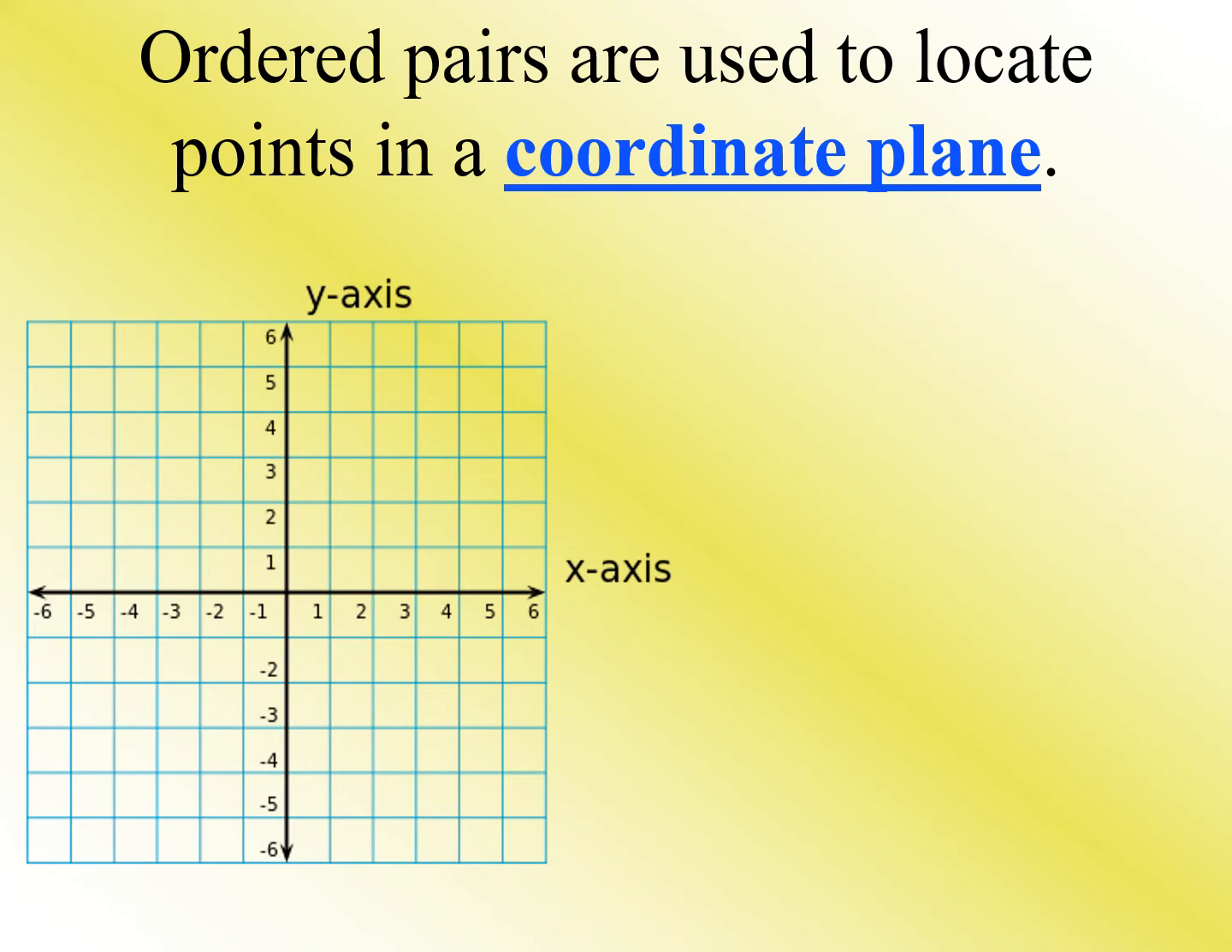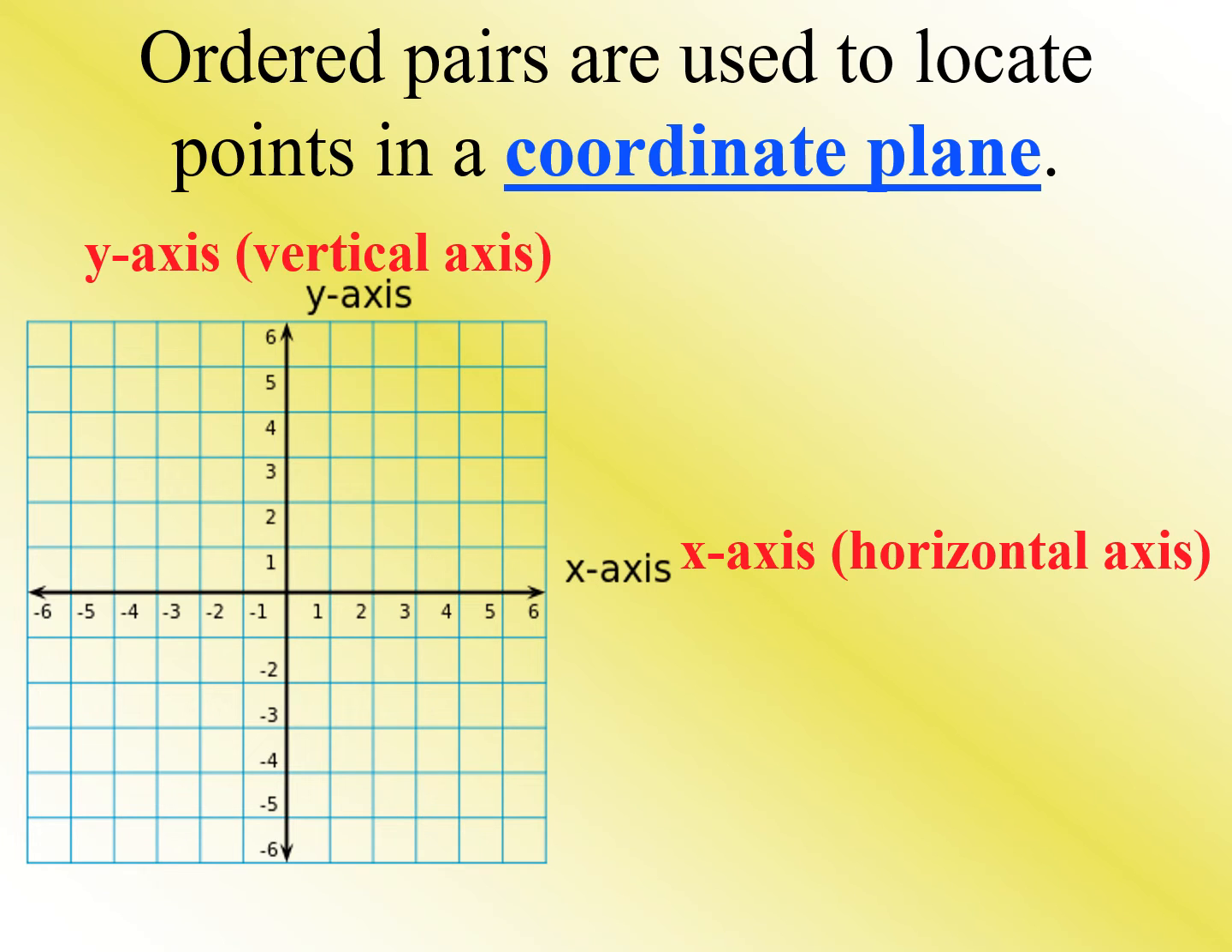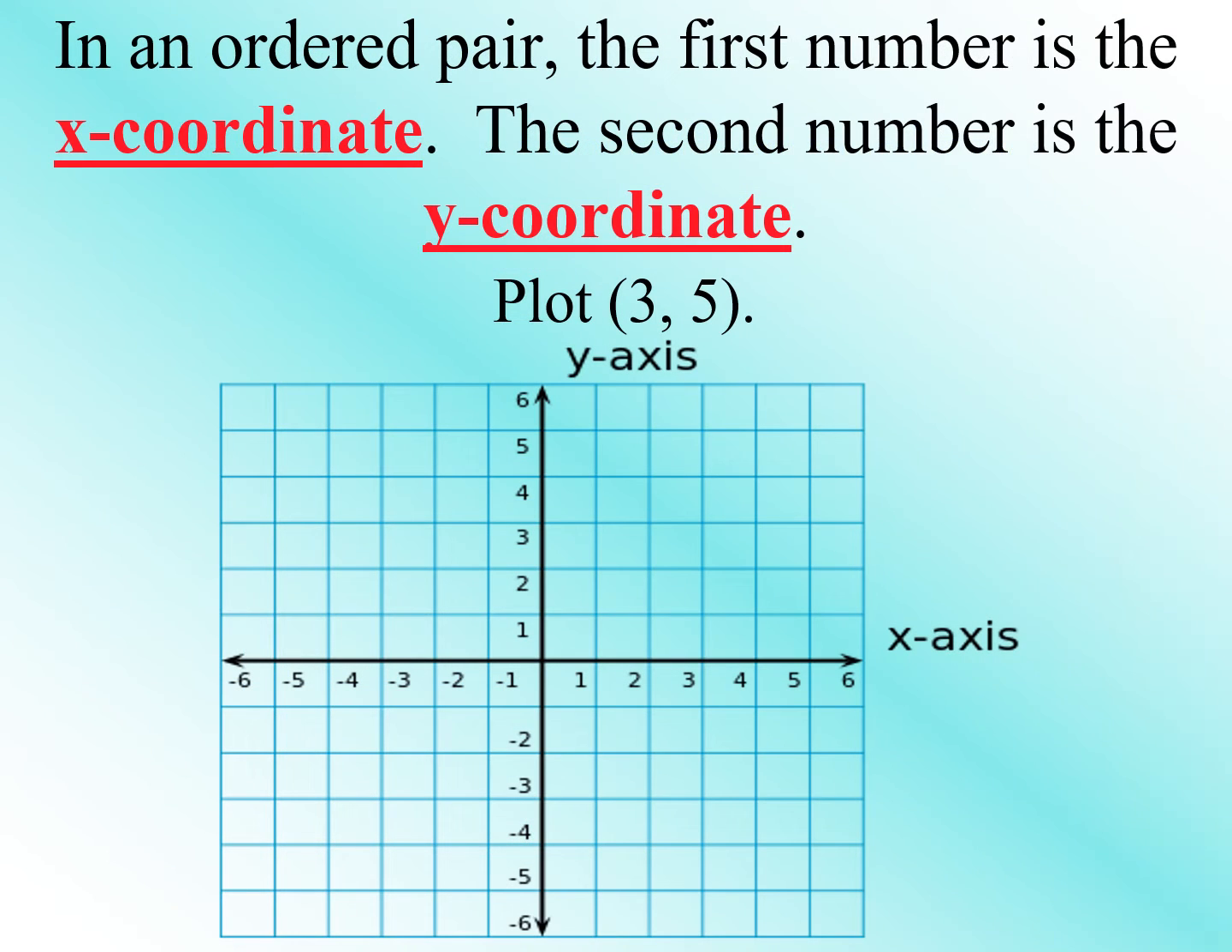Ordered pairs are used to locate points in a coordinate plane. The x-axis, as we have said a while ago, is the horizontal axis, while the y-axis is the vertical axis. The point where the x-axis and y-axis intersect is the origin. So the coordinates of the origin are (0, 0). In an ordered pair, the first number is the x-coordinate, while the second number is the y-coordinate. That's why when we write ordered pairs, the x comes first before the y, as well as when we plot the points.